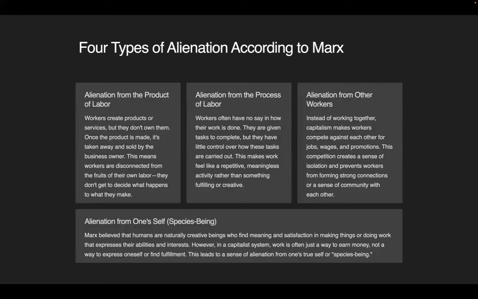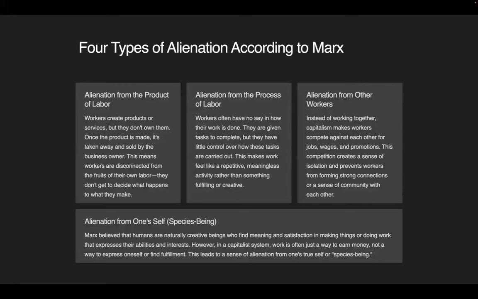The second type is alienation from the process. Often in an organization, people are working at a very micro level. They are not allowed to work end to end in any project. And also, they do not have a say in how their work is done. They are just given tasks to complete, and they have little control over how these tasks are carried out. This makes work feel like repetitive, meaningless activity rather than something creative, something fulfilling.